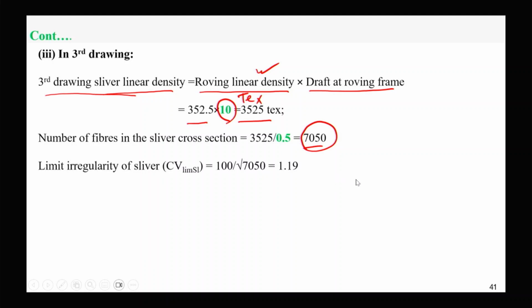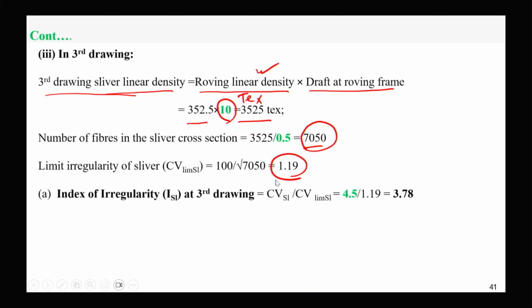and the limit irregularity, same formula, is 1.19, and we know the irregularity as per the table was 4.5. As per the table, the irregularity of the third draw frame sliver is 4.5 and the limit irregularity is 1.19. We get the index of irregularity as 3.78. So we can see here the performance. If we compare the overall performance between the third draw frame and roving, third draw frame performance is very poor. Okay.